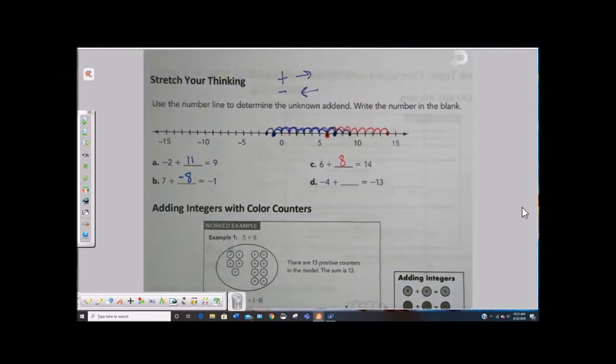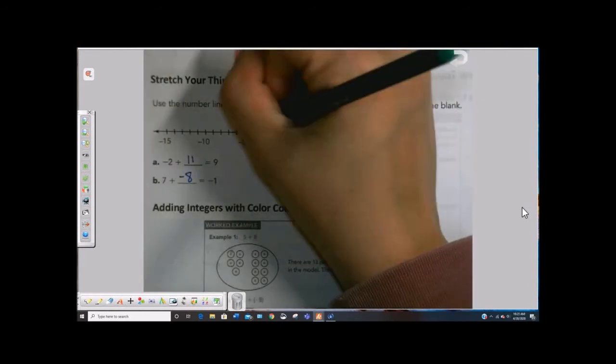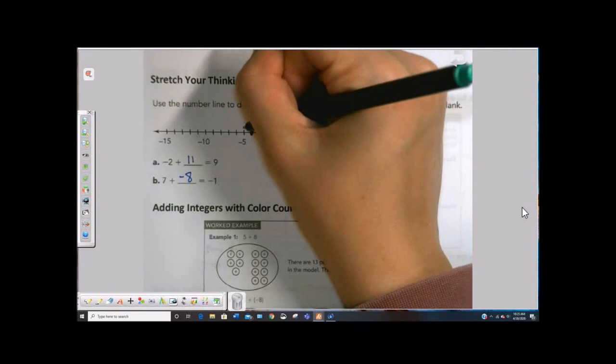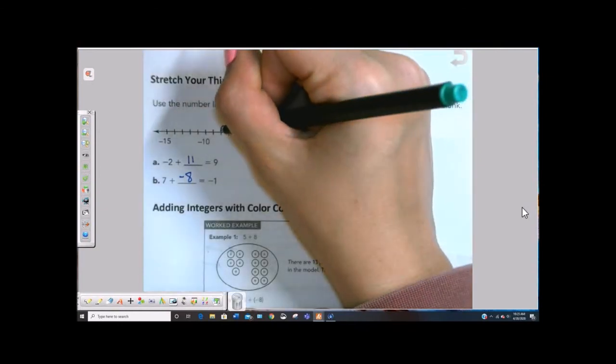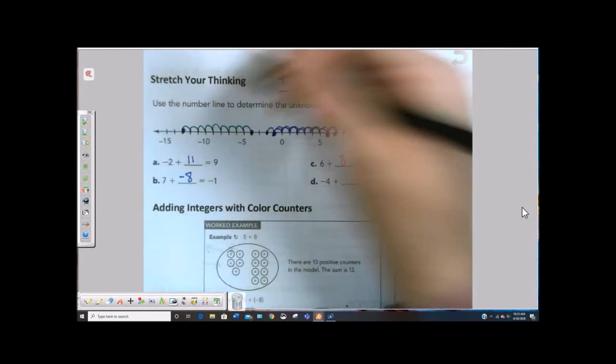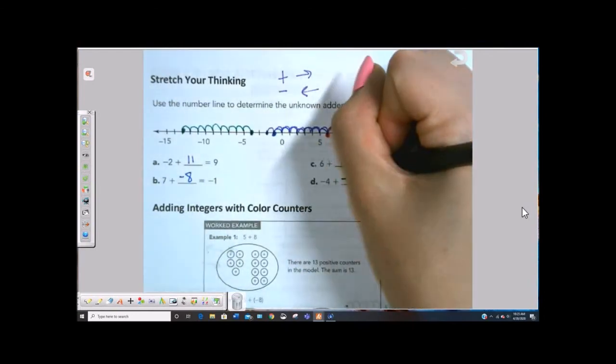And letter D, we're starting at -4. And we're moving to the left to -13. And you move to the left 9 spaces, so it's a -9.